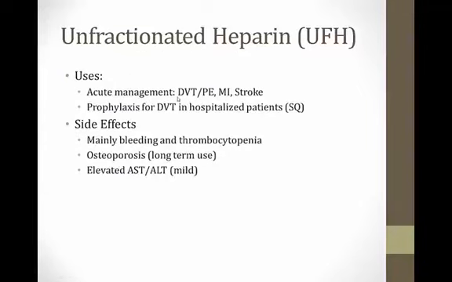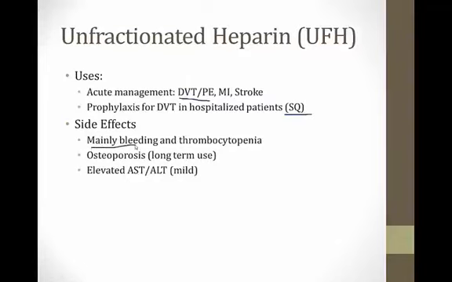We use it in the acute management of deep vein thrombosis and pulmonary embolism, also in MI or stroke. We'll sometimes say we're going to heparinize the patient because we think they have a thrombus. It's also sometimes used as prophylaxis for deep vein thrombosis in hospitalized patients. Patients who are bedridden are at increased risk for forming DVTs from the stasis of blood, so we will sometimes administer daily subcutaneous dosages of unfractionated heparin to lower their risk.